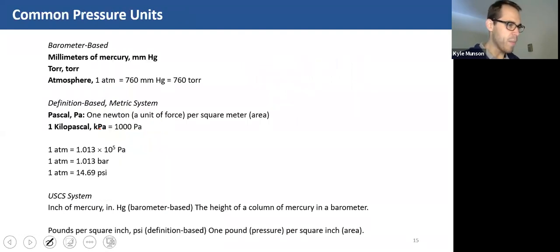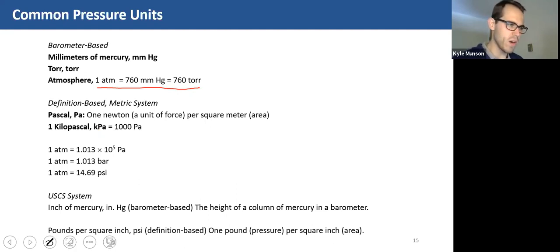So here are some common pressure units. You can print out this slide. You have it in your lecture notes as well and use it. Similar to before when we were doing dimensional analysis, we should be able to convert between all these different units of pressure. Here's an important one. This is an atmosphere. These are barometer-based units. So 1 atm, or 1 atmosphere, is equal to 760 millimeters of mercury, which is equal to 760 torr.